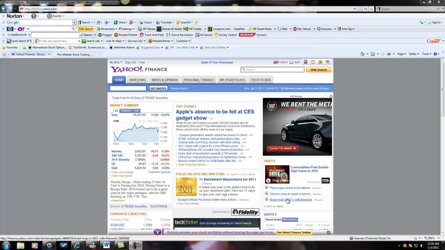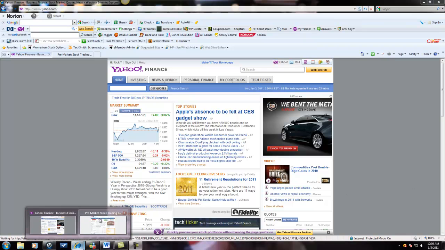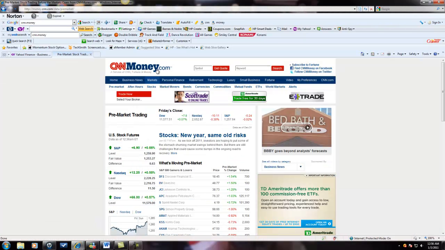First off, for those of you that are new, I want to show you the futures real quick. You can check the futures each night. I normally check them before I go to bed, or if I get up early in the morning. And as you can see here, the Dow futures are pointing towards a higher opening Monday morning, January 3rd. The NASDAQ futures are up, and the S&P futures are up.